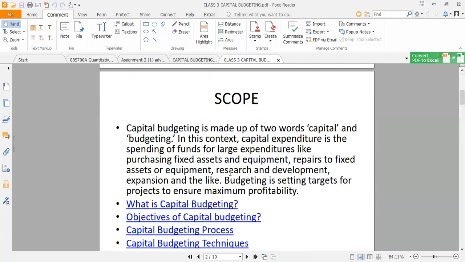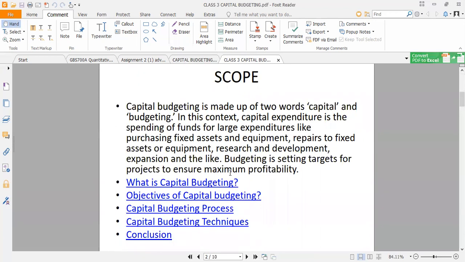First and foremost, we have to look at what is this capital budgeting. On the scope, we look at what is capital budgeting, what are the objectives of capital budgeting, and also the capital budgeting process. Then we look at the capital budgeting techniques, and the last one, the conclusion. So it is necessary after the end of this lesson for students to understand capital budgeting.